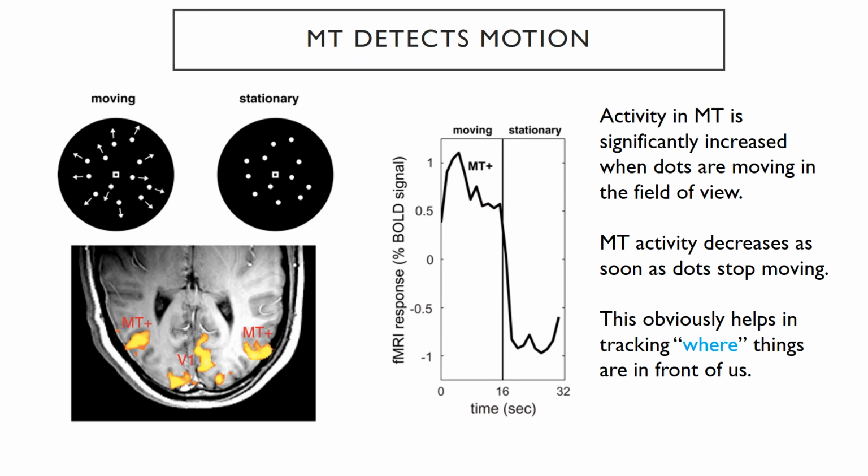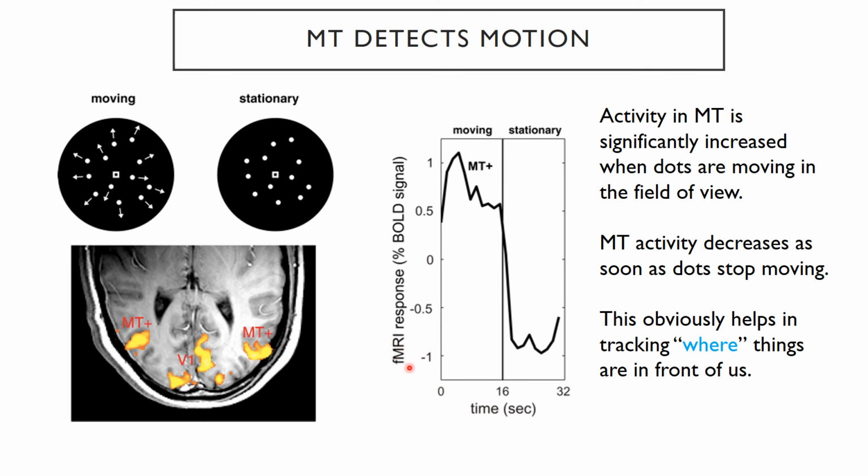So let's talk about the where pathway first. Neurons in MT are particularly sensitive to movement. This is showing some data taken from doing functional magnetic resonance imaging, or fMRI.